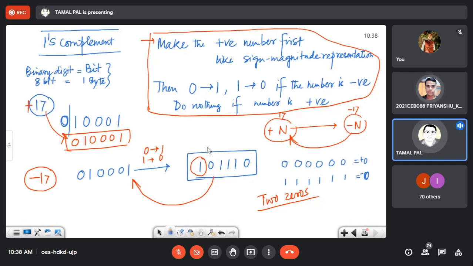I will also discuss this type of example, because if I keep on discussing these things, it may be very difficult for you to understand. So I will discuss that example when I discuss subtraction using 2's complement addition.